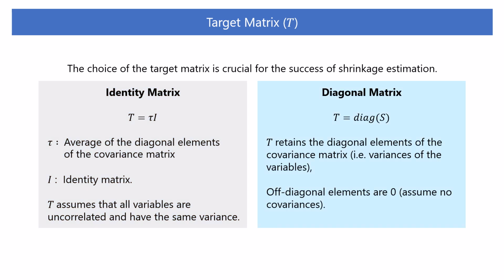If we choose a diagonal matrix, the target matrix can be represented in this way. Here, the target matrix retains the diagonal elements of the covariance matrix, that is, variances of the variables. And the off-diagonal elements are 0, meaning that we assume no covariances. This choice is less restrictive than the identity matrix, but still stable.